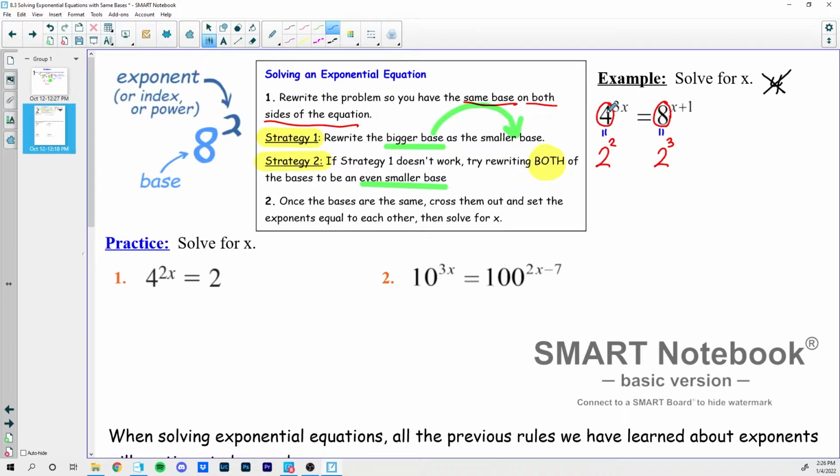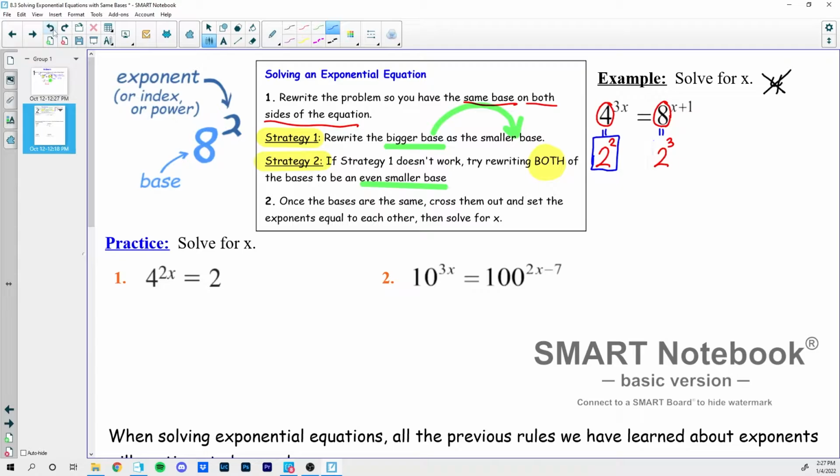So I rewrote 4. This is still 4 here. So this value I just boxed in blue, it's still the number 4. It just looks a little bit different, so it helps me solve the problem. And this is still 8. It just looks different, so again, it'll help me solve the problem. So this is still 4, and this is still 8.